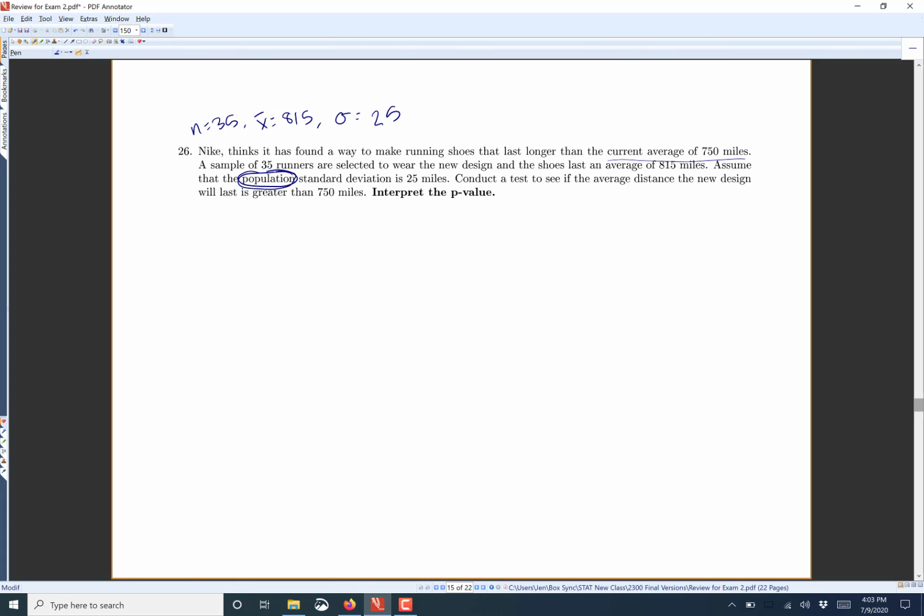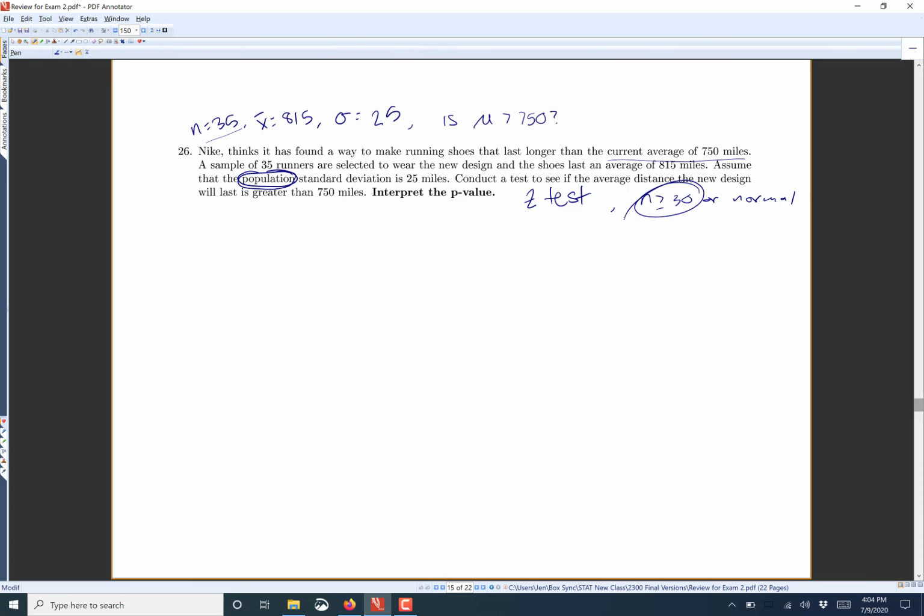Let's see, conduct a test to see if the average distance the new design will last is greater than 750 miles. So we want to know, is our population mean greater than 750? That's our question of interest. So we're going to use a one sample z-test for the mean, because we knew that population standard deviation. The condition we have to check is that n is at least 30 or the data is normal. In our case, n is 35, so we're good there.